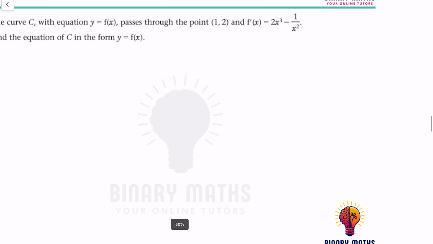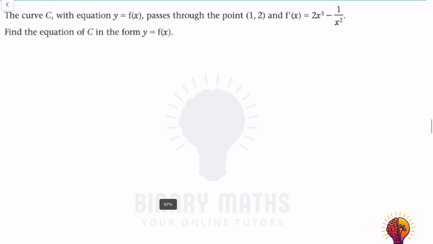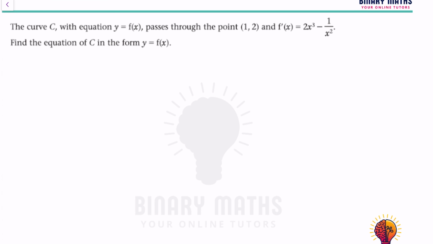Okay, next question. The curve C with the equation y is equal to f of x passes through the point 1, 2, and f dash of x is equal to 2x cubed minus 1 over x squared. Find the equation of C in the form y is equal to f of x.